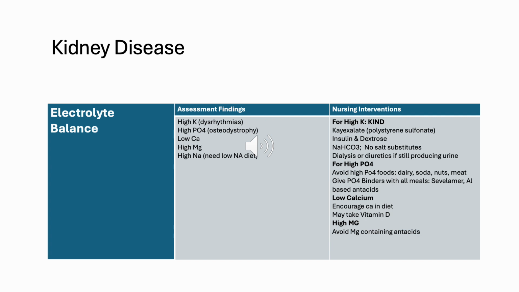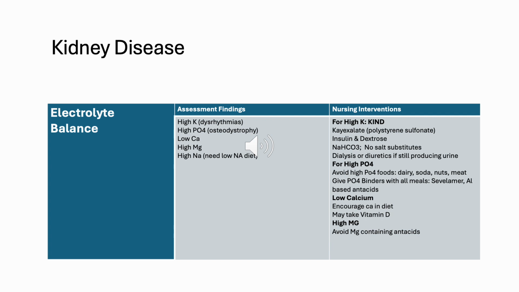And this is going to lead to osteodystrophy, which means patients with long-term end-stage renal disease could break a bone just by hitting their hand on, say, the bedside rail, okay? That's how weak their bones become over time. And then with magnesium, we worry about heart problems as well. And people with kidney disease need to be on a low sodium diet as it progresses.